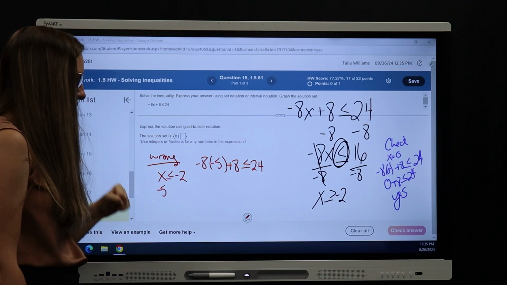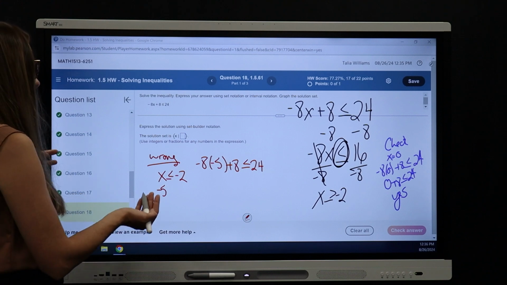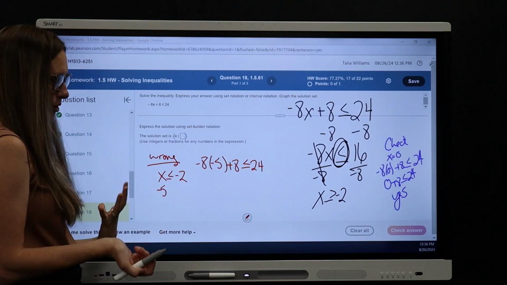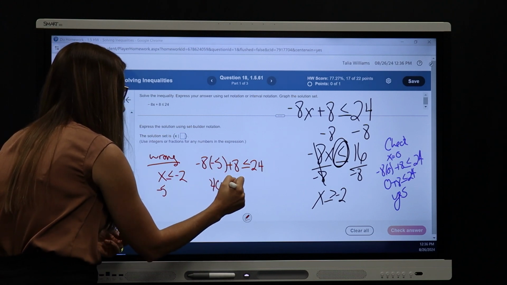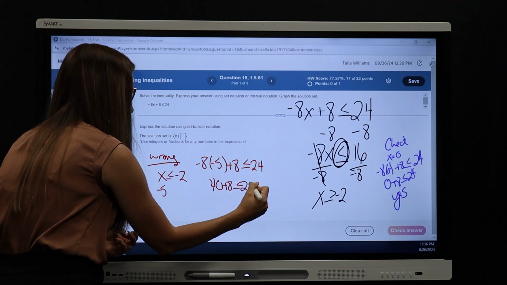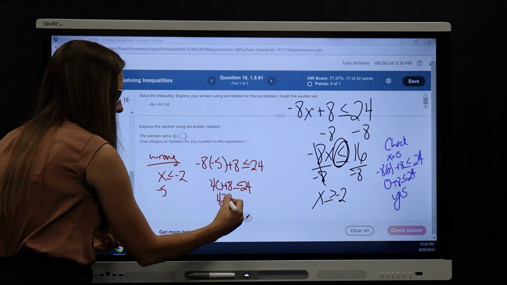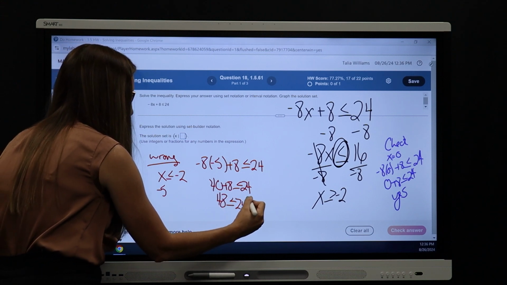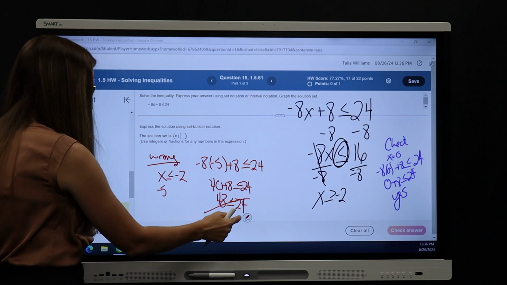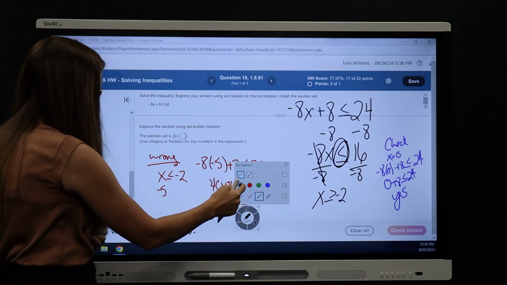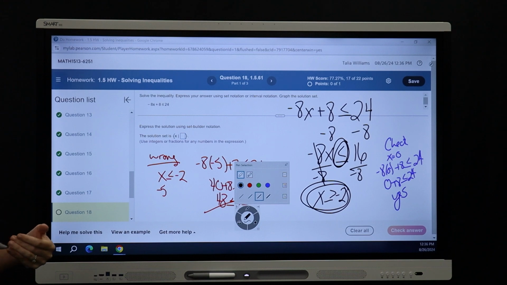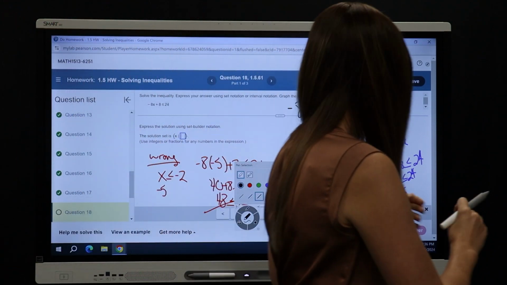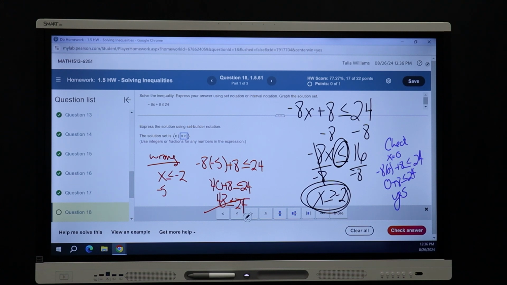So if we do not change our inequality when we divide by a negative, the inequality no longer works. So a negative times a negative is a positive. 8 times 5 is 40. Then we're going to add 8 to this, is less than or equal to 24. 40 plus 8 is 48. Is 48 less than or equal to 24? No. So the only answer that works is this one, because when you divide by a negative, you have to flip your inequality. X greater than or equal to negative 2.